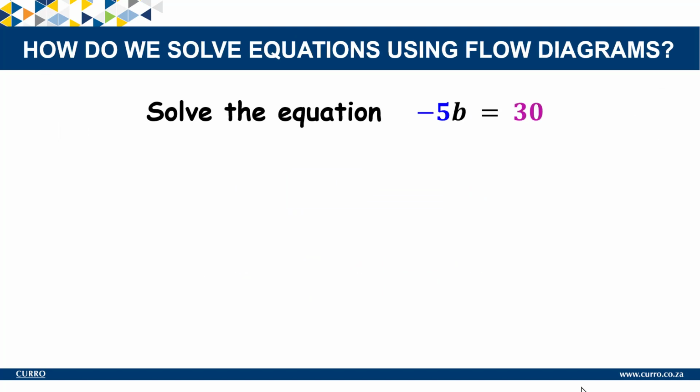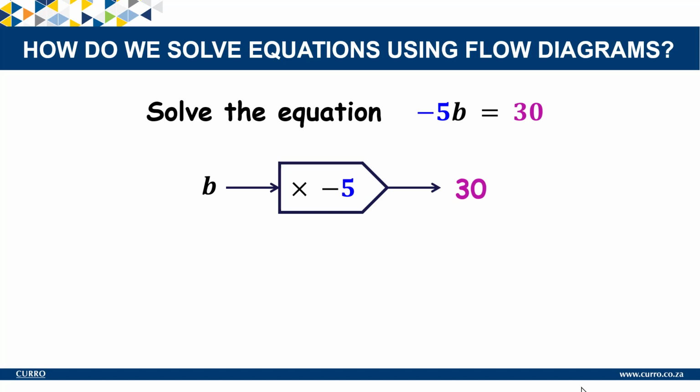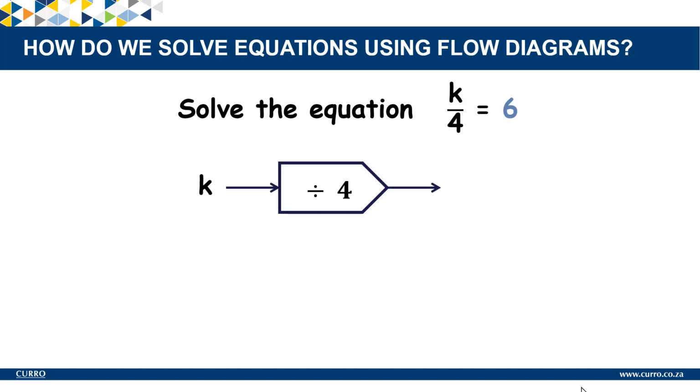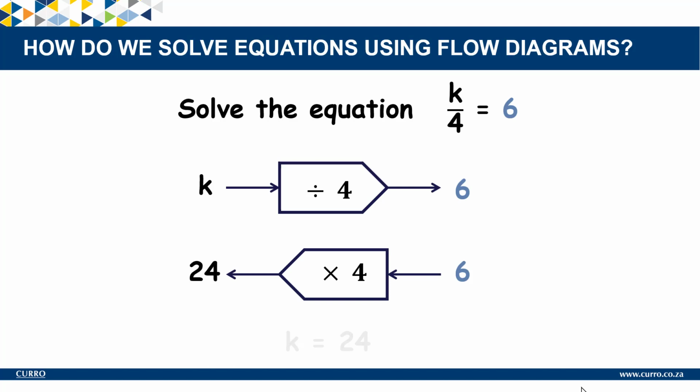Let's solve this equation. Negative 5b is 30. So b multiplied by negative 5 is equal to 30. Start with 30. And now we will divide by negative 5. Remember the number stays the same. It's only the operation that must be the inverse operation. And that is equal to negative 6. So b is negative 6. Let's check. Is negative 5 times negative 6 equal to 30? Yes. Next, we have to divide by 4 to get 6. So 6 multiplied by 4 is 24. Is 24 divided by 4 equal to 6? Yes, so we solved the equation. We found the value of the unknown number.